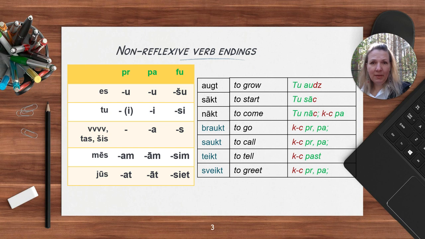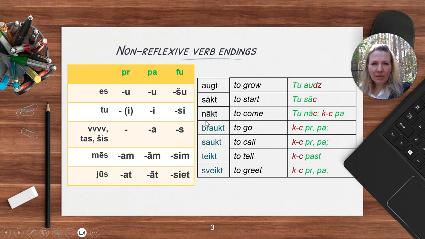Very similarly with the verb sākt, to start something. Also we need to remember tu form, because tu sāc. Otherwise it's just ending after the stem sāk. Es sāku, tu sāc, viņš sāk, mēs sākam, jūs sākat. So the same way, past and the future forms.